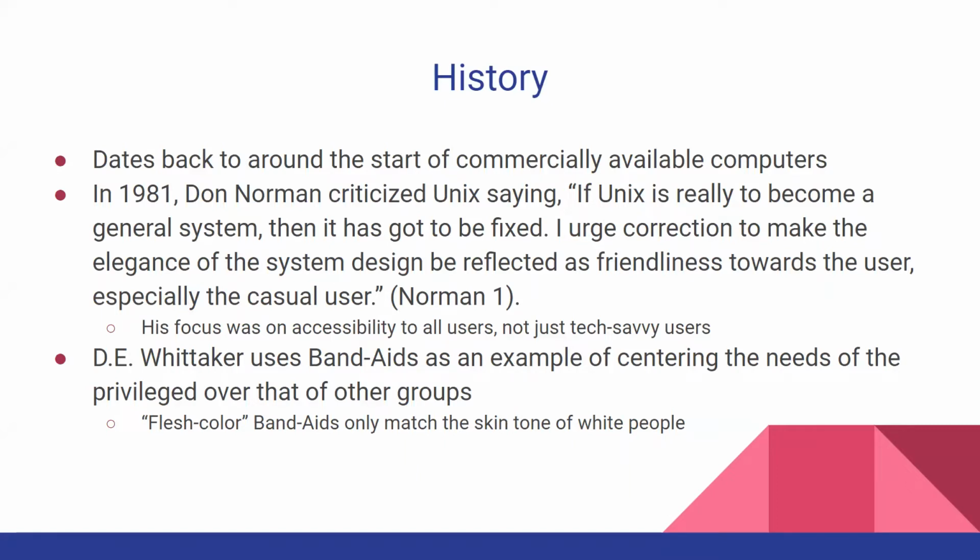D.E. Whitaker uses Band-Aids as an example of centering the needs of the privileged over that of other groups. In this, he describes that the so-called "flesh color" Band-Aids only match the skin tone of white people, so if anyone with other skin tones uses them, they would not blend in with their skin.